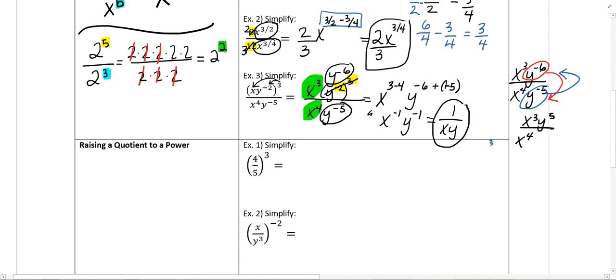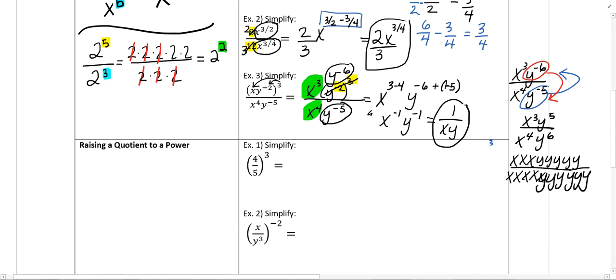The x's are positive, so they're going to stay the way they are. Then you can imagine canceling, or we can expand it. So this is really x, and then 5 y's. And the bottom is 4 x's and 6 y's. This is a little bit of a tedious method, but it might help you understand it.